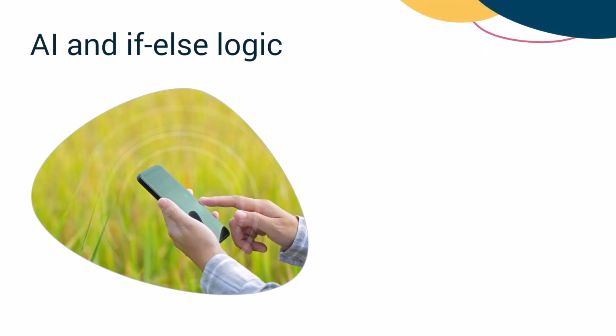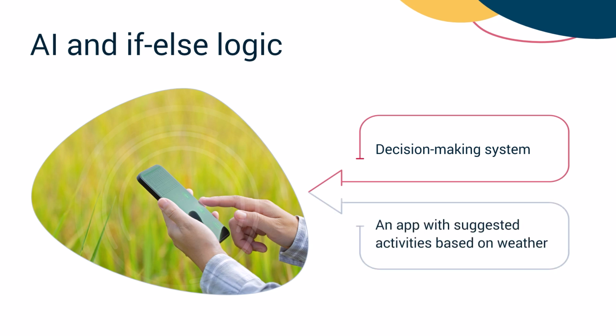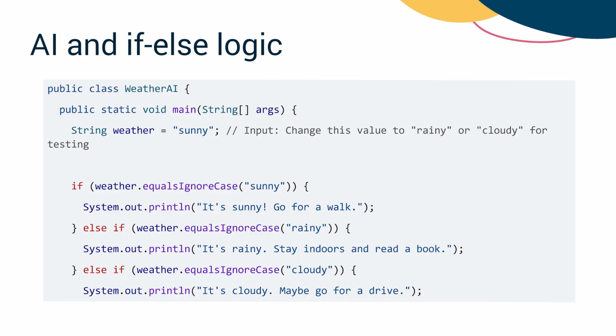At its core, AI often starts with decision-making. Let's create a simple decision-making system in Java using if-else statements. Suppose you're building an app that suggests activities based on weather. This code snippet demonstrates how to use decision-making with if-else logic.